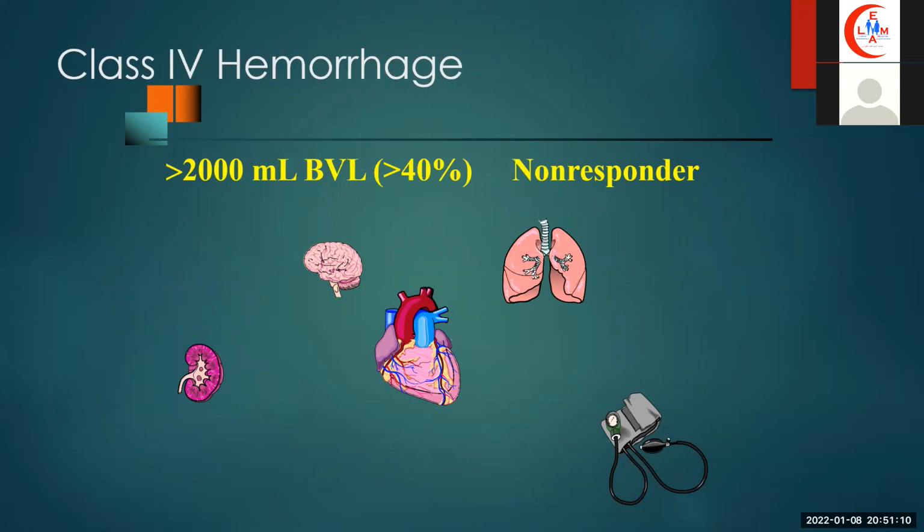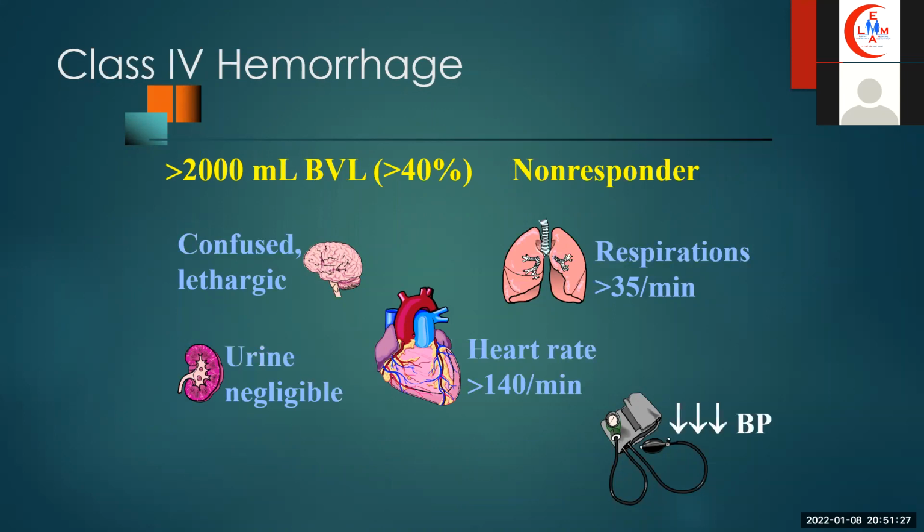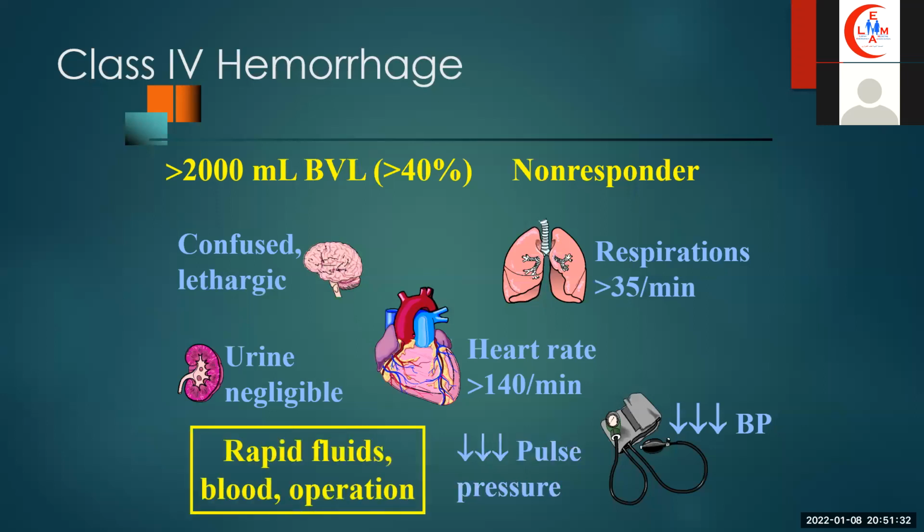Class 4, who is a non-responder, there is 2 liters of blood lost, and marked shock signs are there. The patient is more tachypneic, more tachycardic, urine output negligible, marked reduction in the blood pressure and marked reduction in the pulse pressure. And definitely those patients, you need to give them blood, and you need to think about taking them to theater.